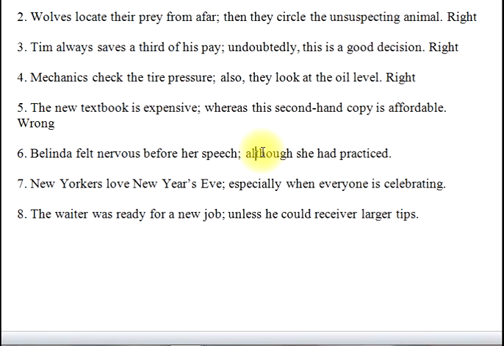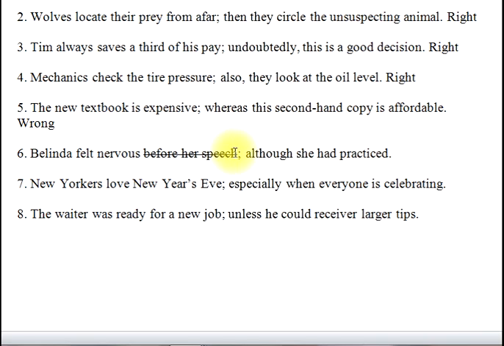Let's just use this one to make things simpler. Belinda felt nervous before her speech. You know this is a prepositional phrase, so you can ignore it when you're looking at patterns. So we'll just do that. Belinda felt nervous: verb, subject, complement, subject. I've got a pattern there. I have this.